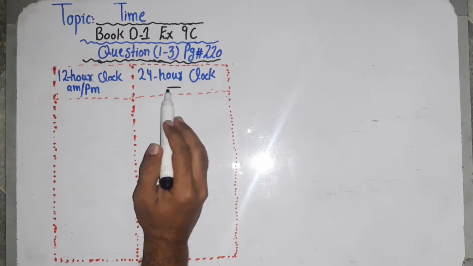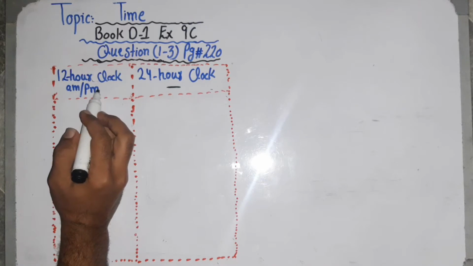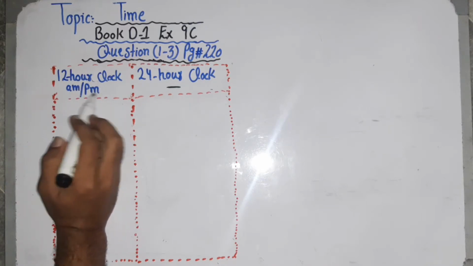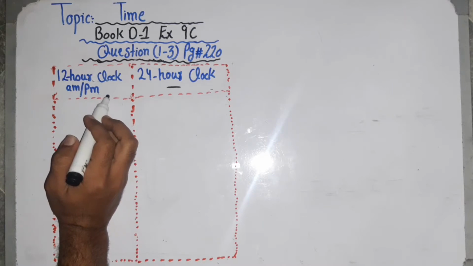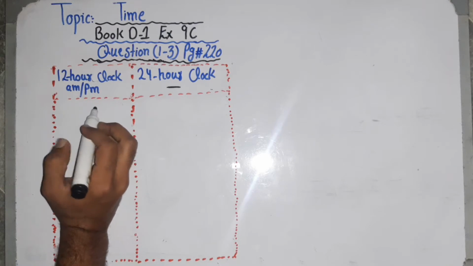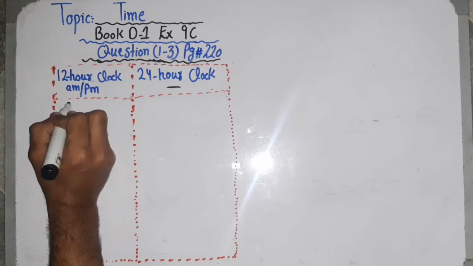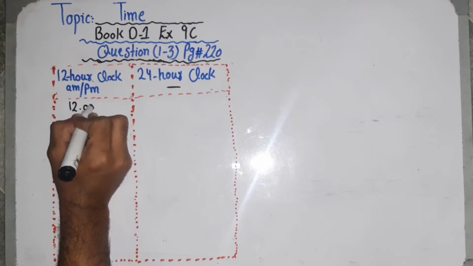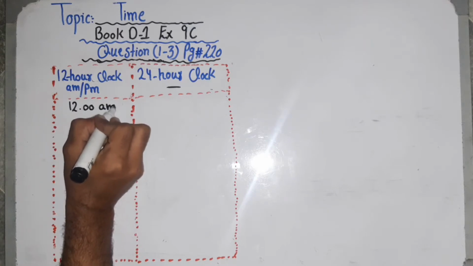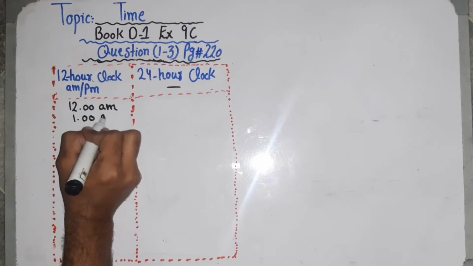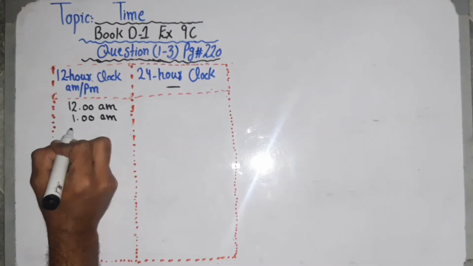Also remember that from midnight to just before noon we use AM, and in the afternoon we use PM. So the day starts at 12 AM. And after 12 AM there is a time of 1 AM, and here 3 AM.